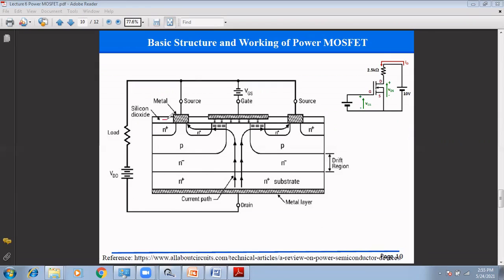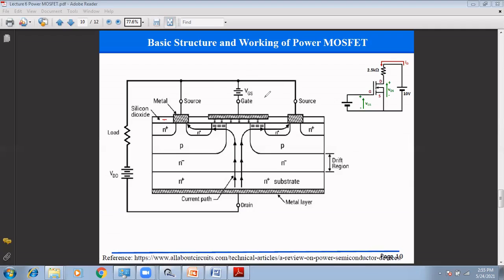Now the next one is an oxide layer. This is nothing but silicon oxide. This is the metal contact made for the source, and again this is a metal contact for the gate. So this gate is connected with the metal oxide, and this is again the semiconductor. The drain is connected to the substrate with the help of this metal. So this is a simple structure of this MOSFET.